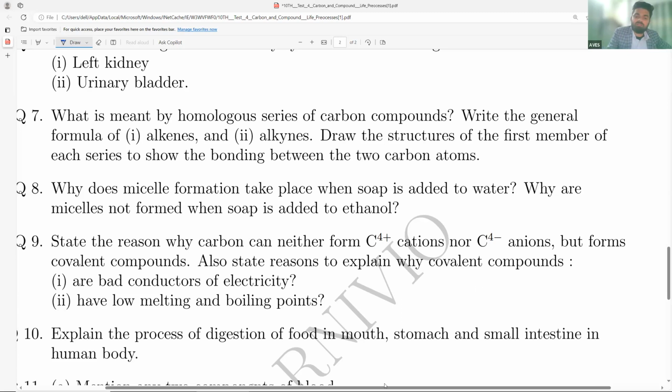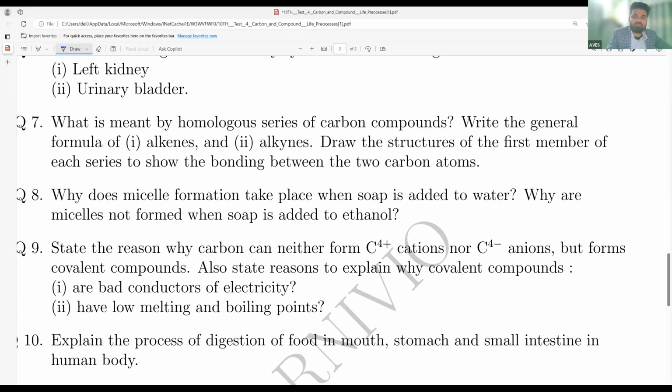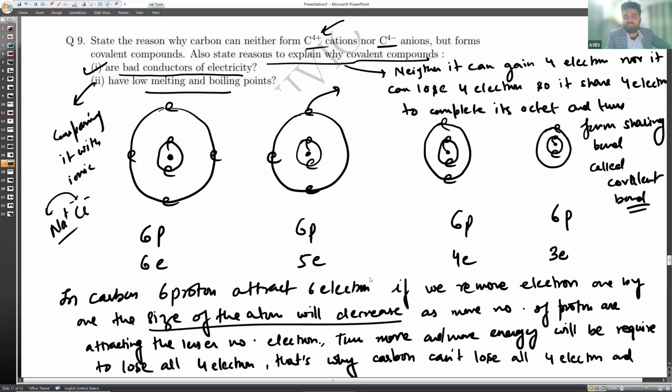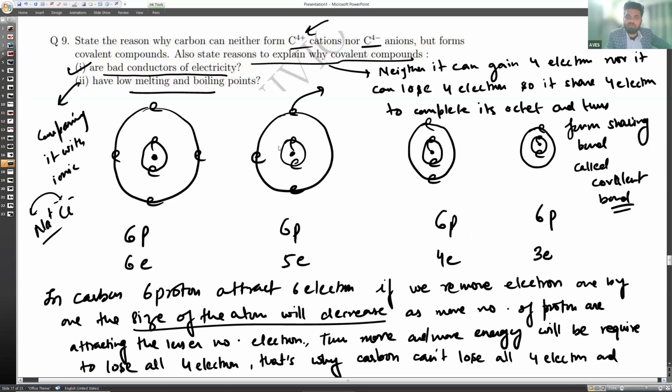Proud of you. Let me explain the same thing here. Carbon has 6 protons and 6 electrons. But when it loses 1 electron, the size of the atom keeps on decreasing, because the greater number of protons are attracting the lesser number of electrons. If it loses 2 electrons, now more and more energy will be required to remove the next electron.